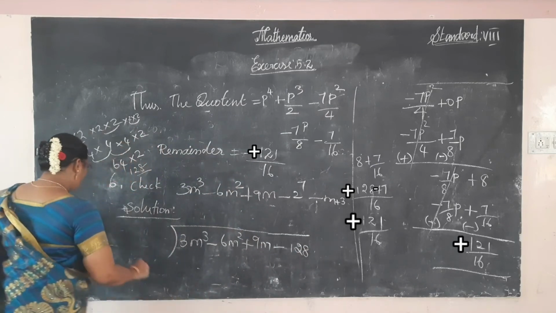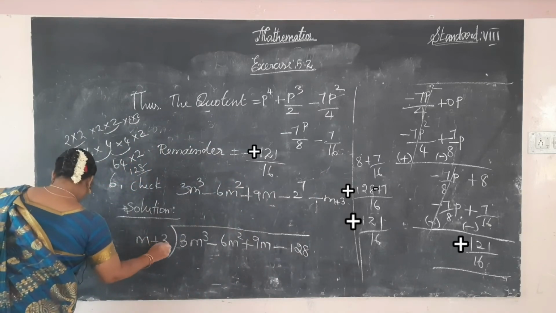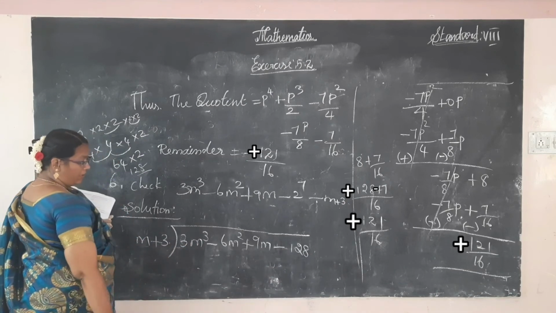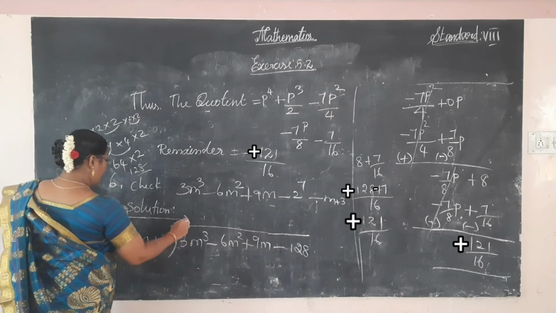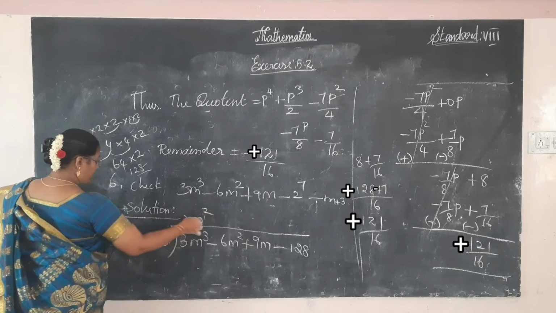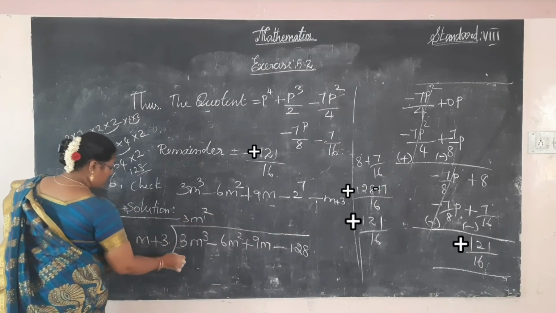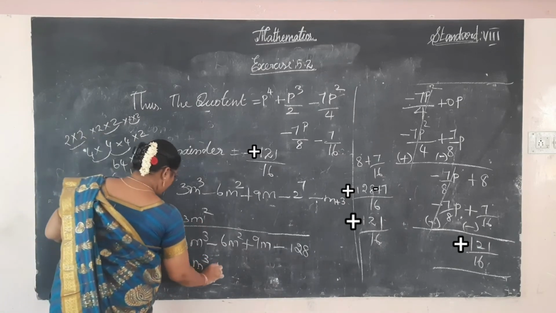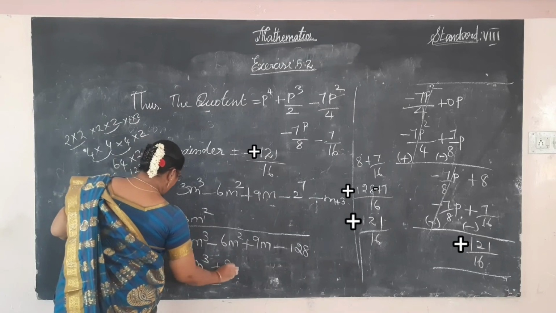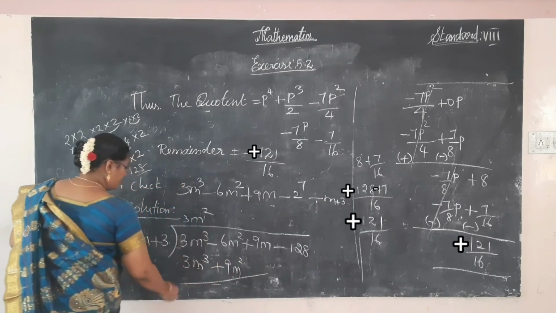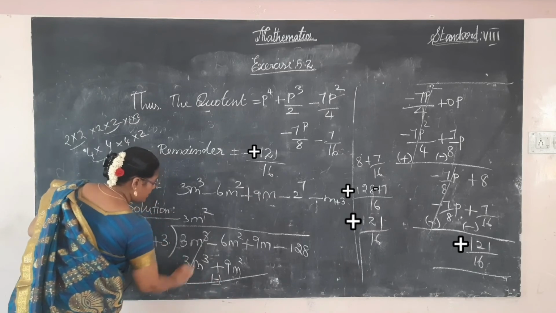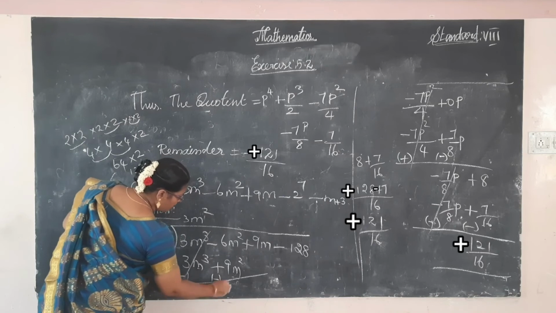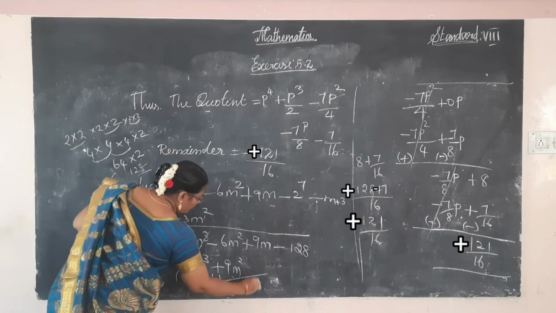128 divided by m plus 3. As usual, divide the first term of the dividend by the divisor. We get 3m square. Multiply each term of the divisor. So 3m power 3 plus 3 3s are 9m square. Change the additive inverse. This term will be cancelled. So minus minus, both having the same sign, add and put the same sign. So 15m square plus 9m.